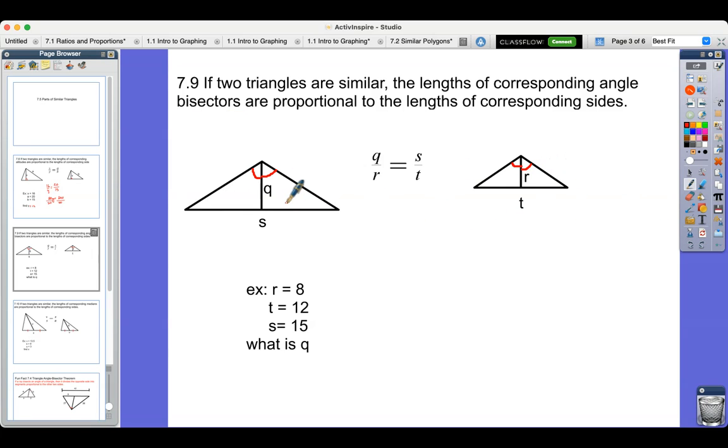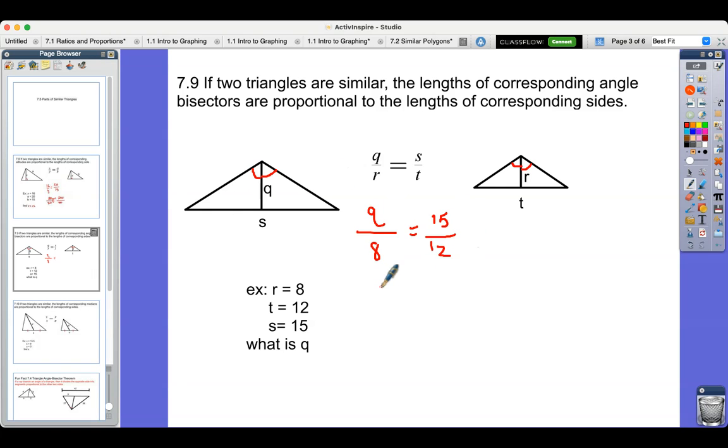In this case, the bisectors are corresponding and similar to each other, and the sides are as well. This time we're looking for Q. As we set it up, we have Q is to the other bisector, which is 8, and that equals the side of this one. So we're doing Q over R, then S over T. We have to make sure we keep the same order. So Q is to R as S is to T.